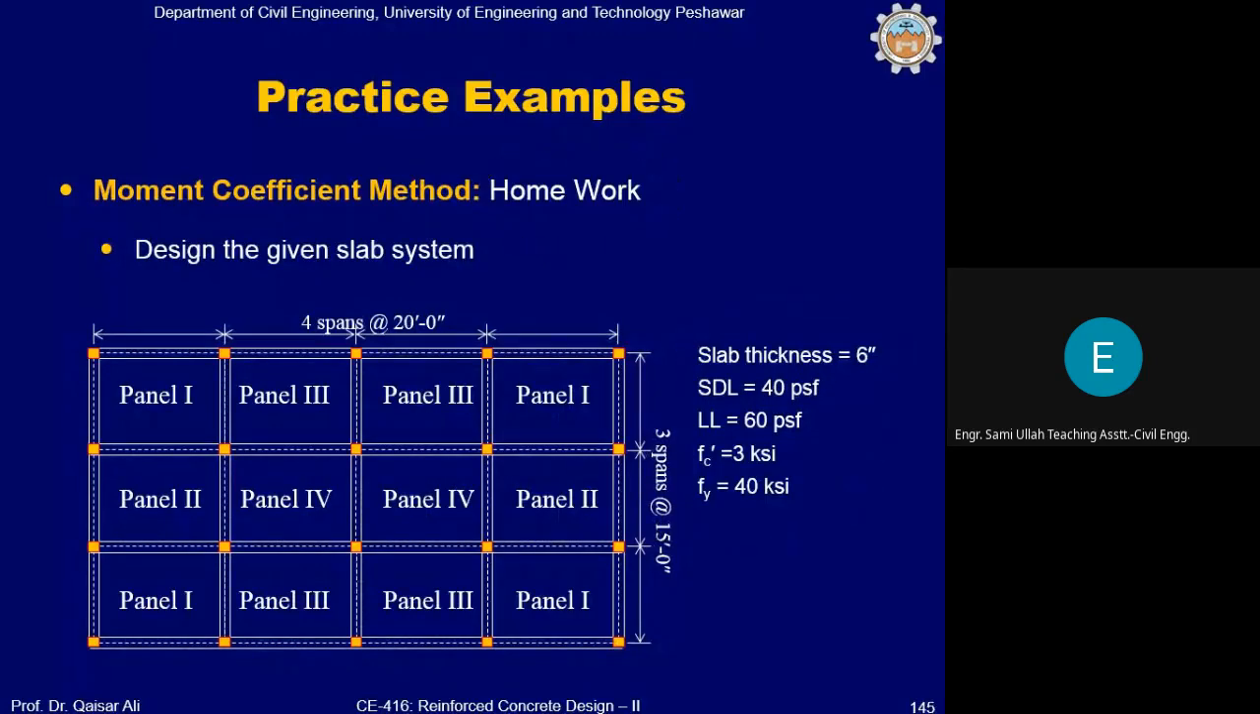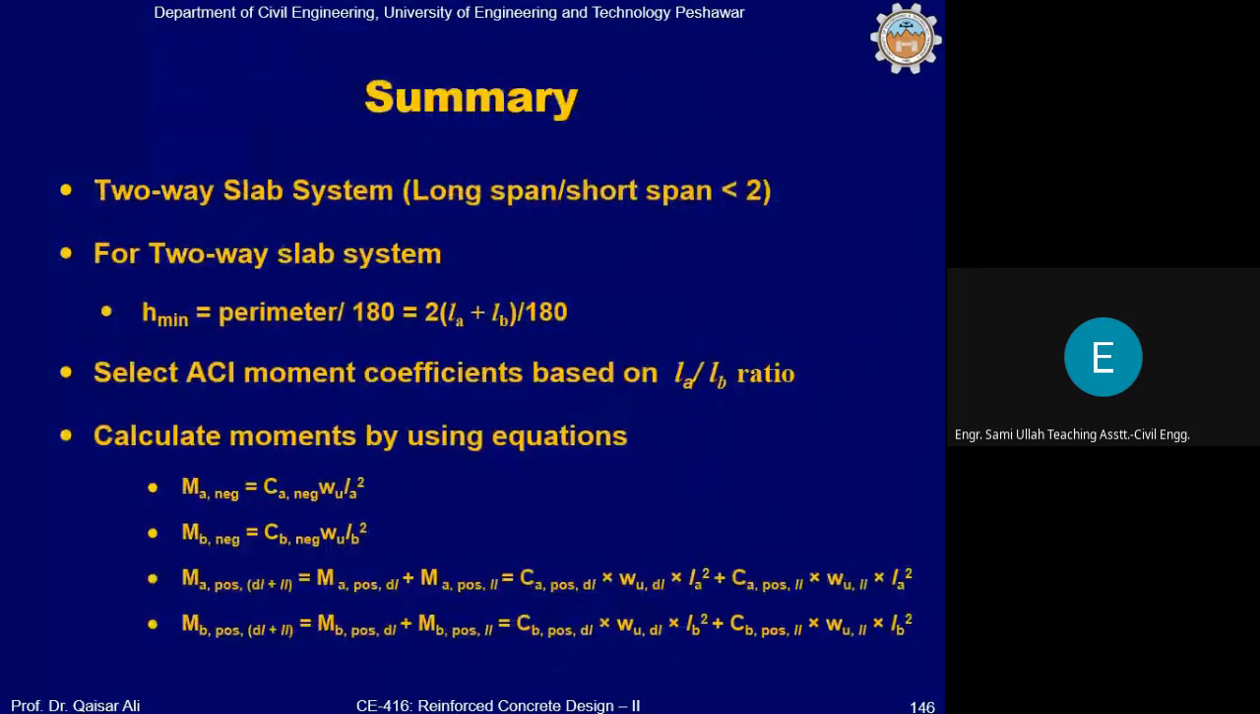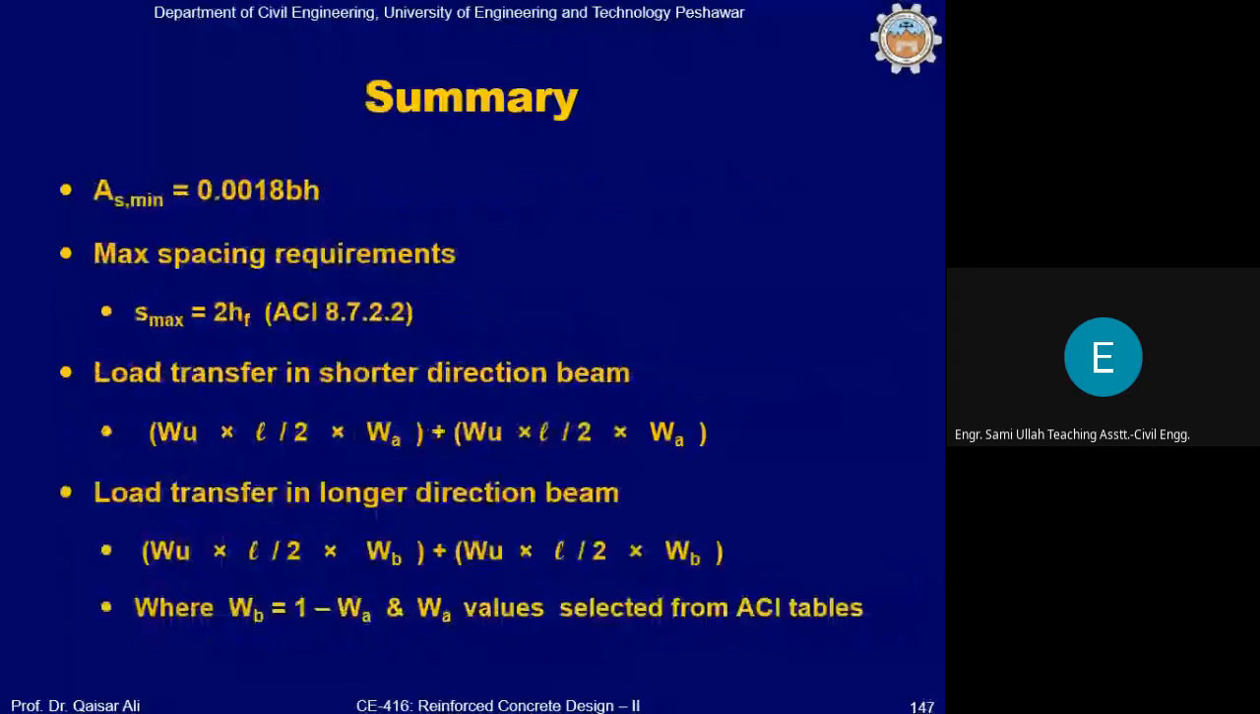Now, this is another practice example. Design the given slab system. In this case, the panel dimensions are 20 by 15 feet. And then the summary. If you have any question, you can ask the question.